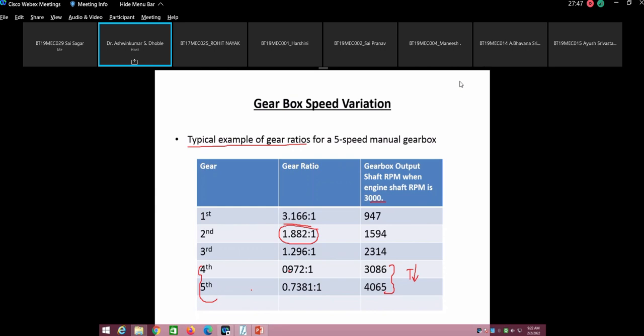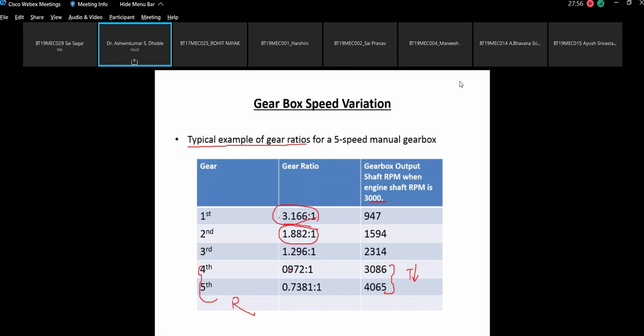Yeah, reverse is missing. Please understand that the reverse gear ratio is almost the same as the first gear ratio in most vehicles, because in first gear the torque is maximum.